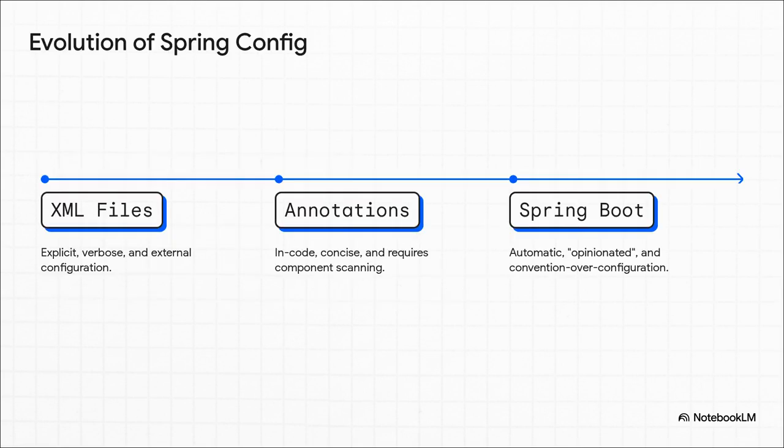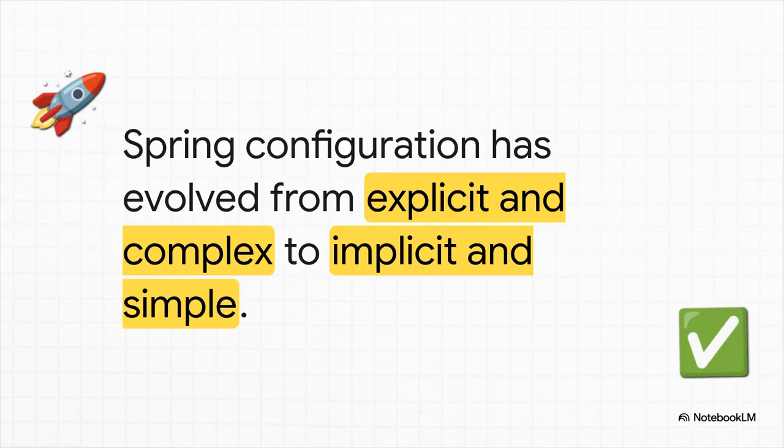All right, so let's just quickly recap this whole evolutionary journey. We started with these explicit, kind of clunky XML files that lived outside our code. Then we moved to in-code, concise annotations, which was a huge improvement. And finally, we landed on Spring Boot, which is all about being automatic, opinionated, and favoring convention over configuration. When you boil it all down, the history of Spring Configuration is really a story about one thing: a relentless drive towards simplicity. The goal has always been to get rid of boilerplate code and let developers focus on writing the business logic that actually matters, instead of fighting with the framework.